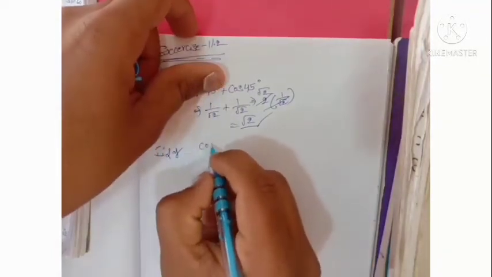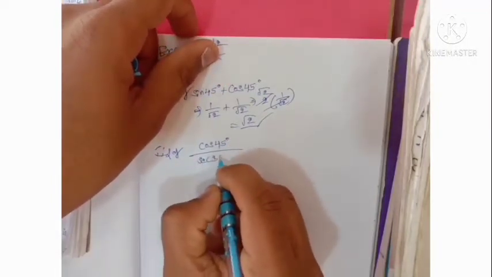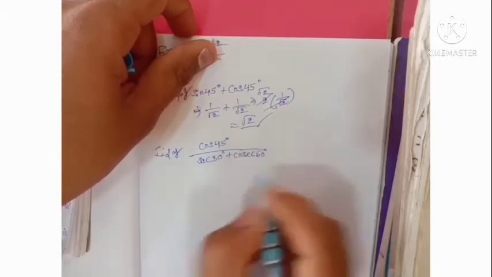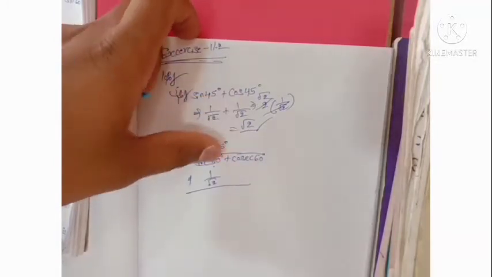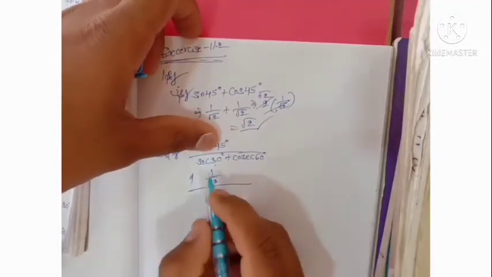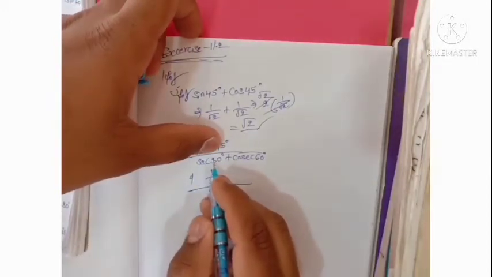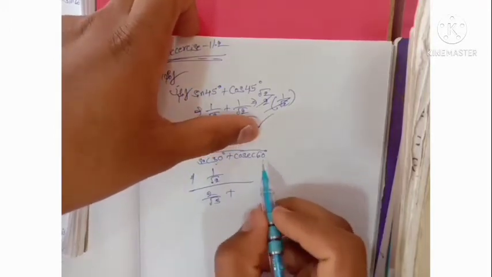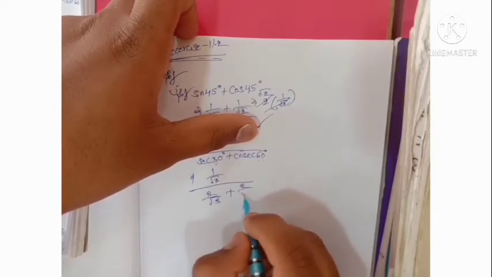Cos 45 degrees by sec 30 degrees plus cosec 60 degrees, we should find. Okay, cos 45 is 1 by root 2. Sec 30, if you didn't remember sec 30, only remember cos 30. Cos 30 is root 3 by 2. Sec means its inverse. Then sec 30 is 2 by root 3. Then cosec 60. Cosec inverse is sin. Sin 60 is root 3 by 2. Then cosec 60 is 2 by root 3.